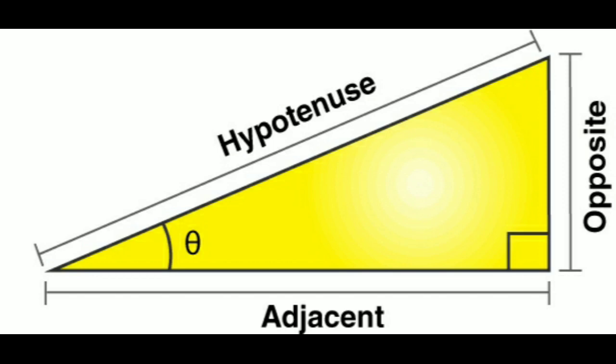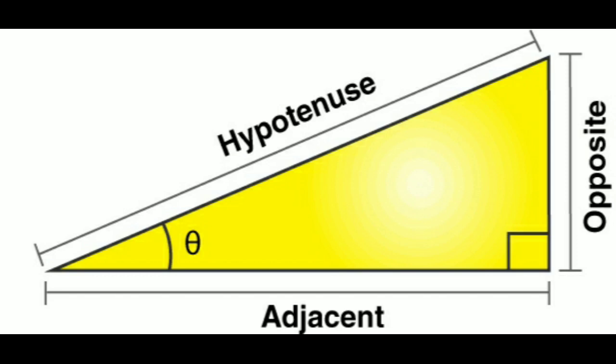Definition: y equals sin inverse x is equivalent to x equals sin y. y equals cos inverse x is equivalent to x equals cos y. y equals tan inverse x is equivalent to x equals tan y.